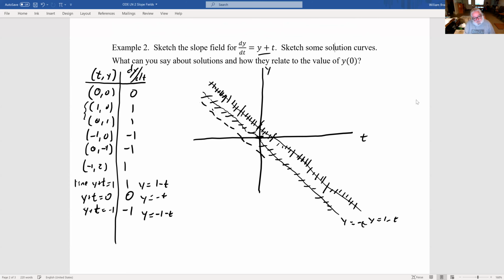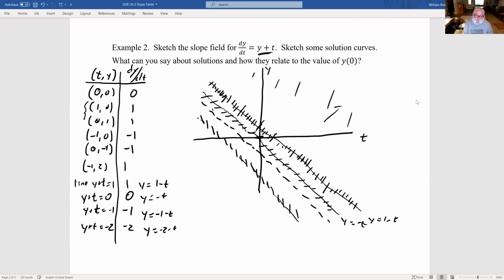And we'll get a bunch of slopes of minus 1 there. And one more: if you have y plus t equals minus 2, you'll have slopes of minus 2. And that's the line y equals minus 2 minus t, and that would be a line out here. And here my slopes are minus 2, which are steep negative slopes. And as we go out this way, my y plus t just gets bigger and bigger, so we're going to have steep positive slopes out here. And if I go out this way, y plus t is just going to get more and more negative, and I'll have steep negative slopes there.